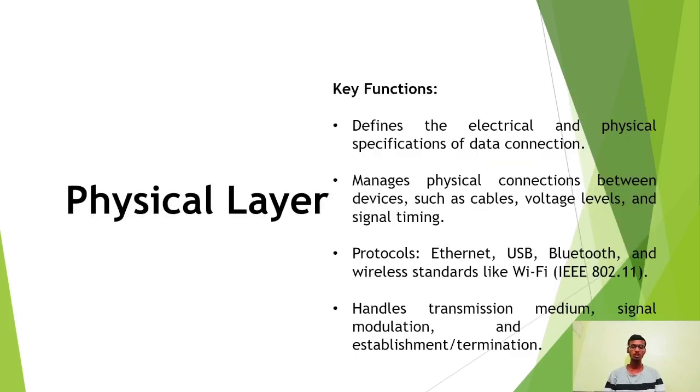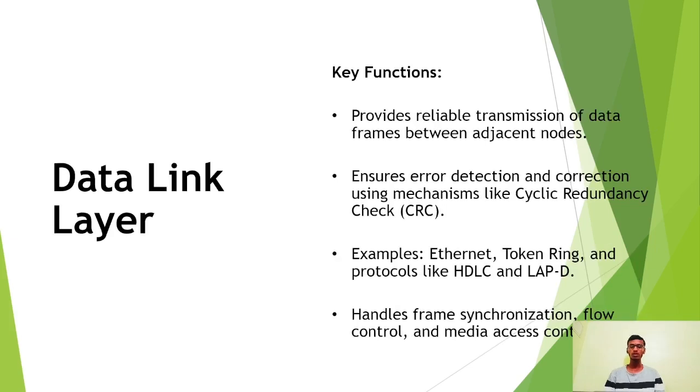First, we'll see the physical layer. The physical layer's key feature is that it defines the electrical and physical facilities of the data connection and manages the physical connection between devices such as cables, voltage lines, etc. The protocols used are Ethernet and USB. All these are like LAN or within surroundings. Wi-Fi uses IEEE 802.11, handling the transmission medium, signal modulation, etc.